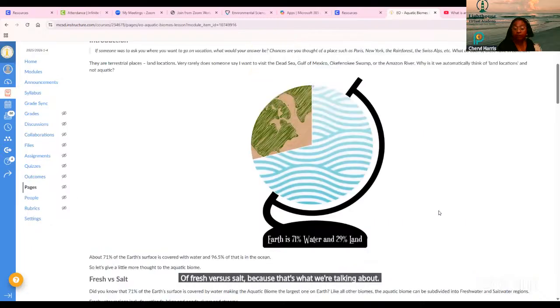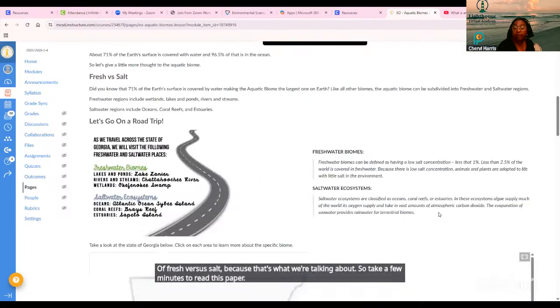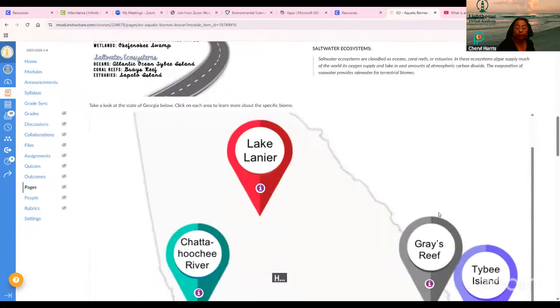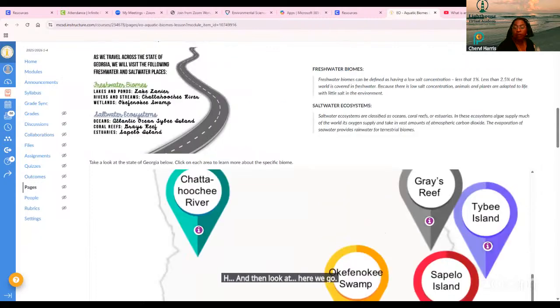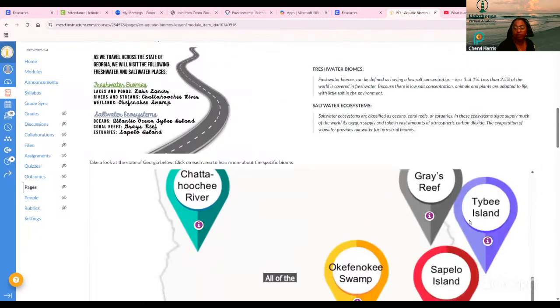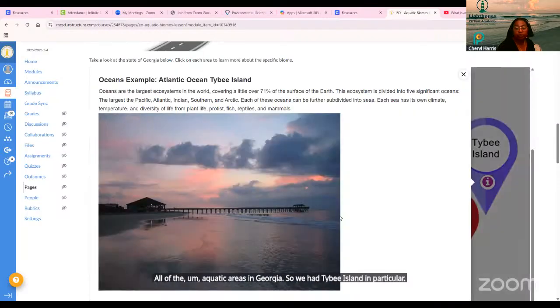So take a few minutes to read this page and then look at, here we go, all of the aquatic areas in Georgia. So we had Tybee Island in particular. It's a pretty picture.